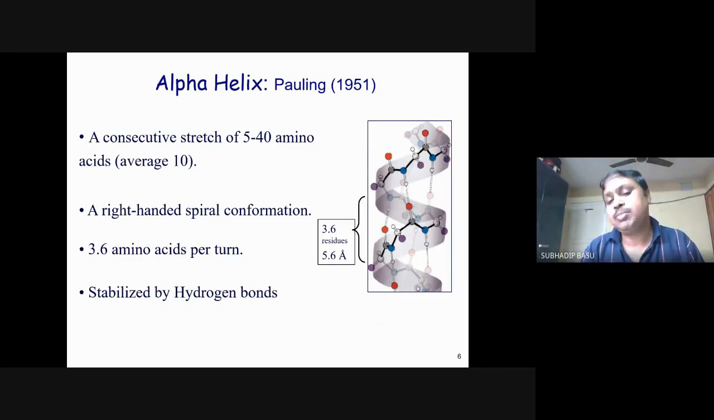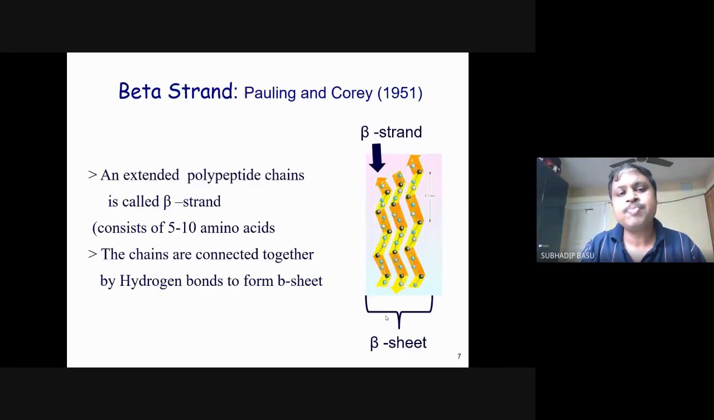And between two corresponding heavy carbons in a helical shape, you can see there is a distance of approximately 5.6 angstrom. So these characteristics make it an alpha helix. There are certain variations, but in general this alpha helix is the most common structure available in most of the proteins that we see today.